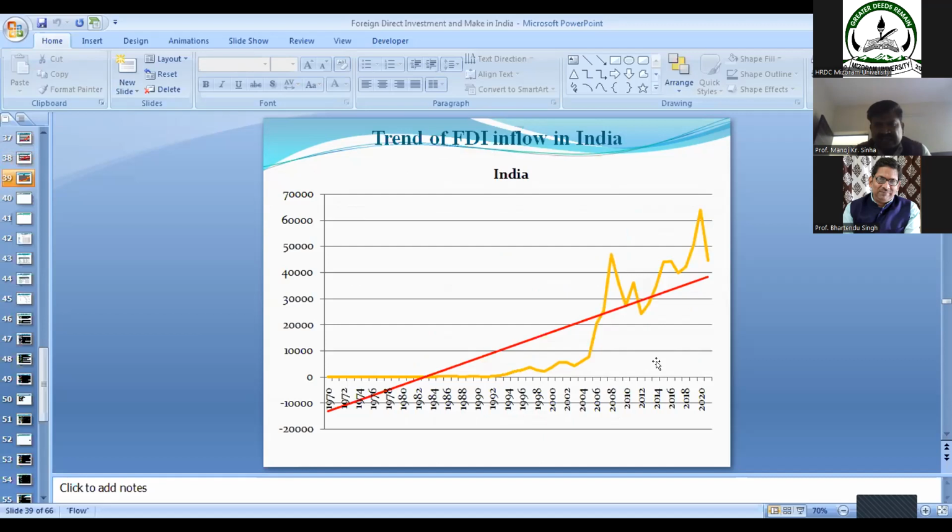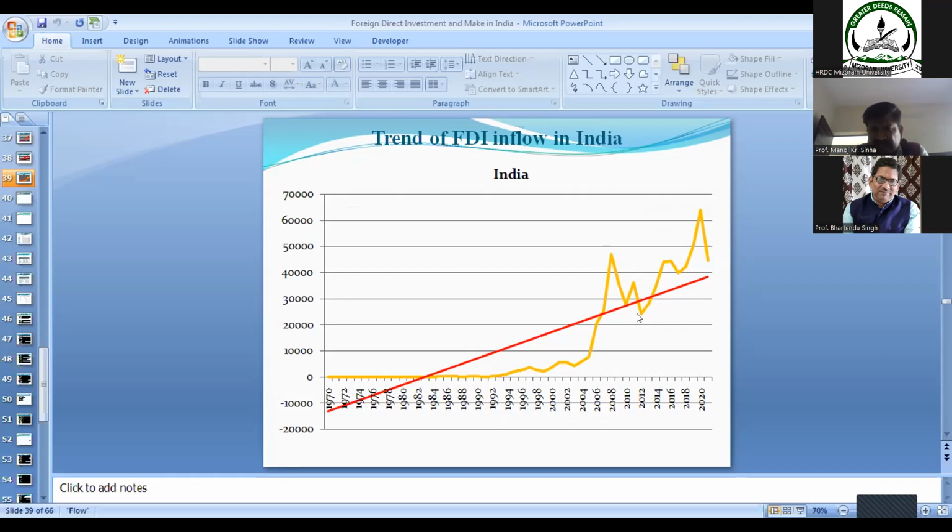Now we can see India's FDI inflow for the whole period from 1970 to 2020. We can see the FDI inflow up to 1992 is almost insignificant in India. But after liberalization, we can see the FDI inflow increasing consistently, but the rate of growth of FDI inflow is slower than the rate of growth beyond the period of 2004.